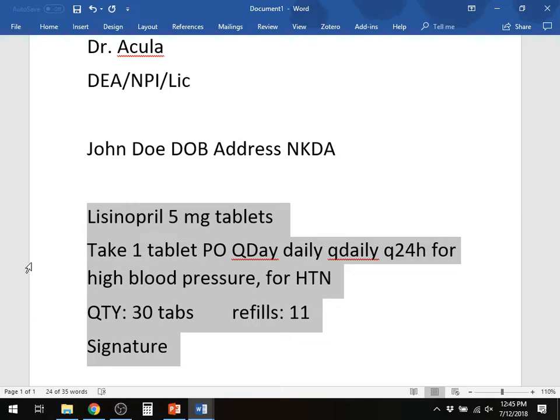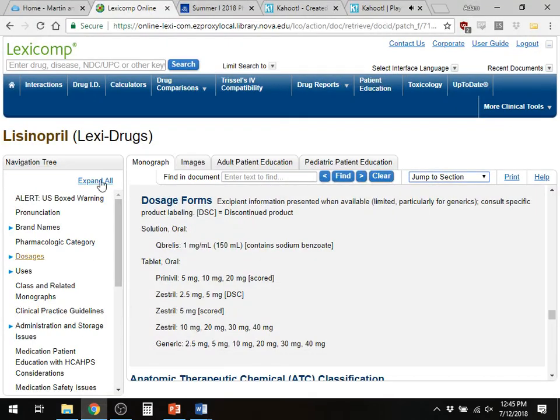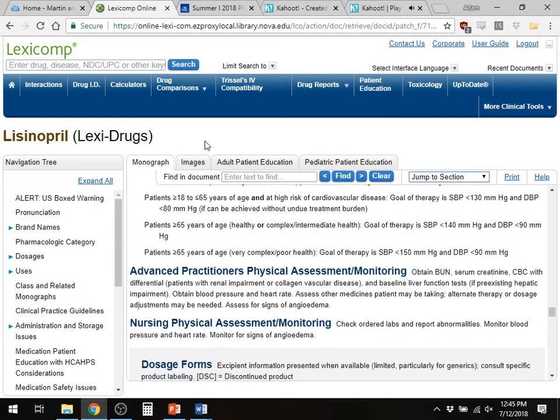Okay, so let me do another one real quick. Let's say we want to treat an infection. So let's say, for instance, I want to treat, what's a good one? Let's do acute otitis media. Oh, what did I give you in your assignment? Did I give you amoxicillin? We'll do something different. Let's do Bactrim.